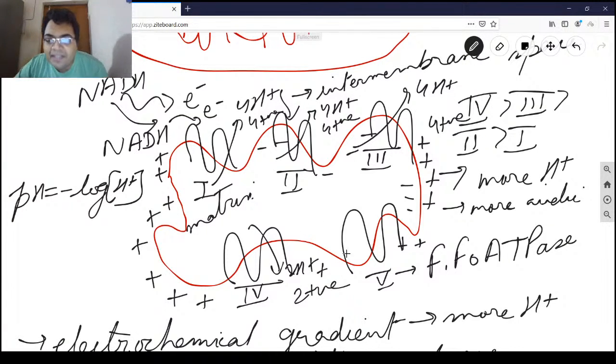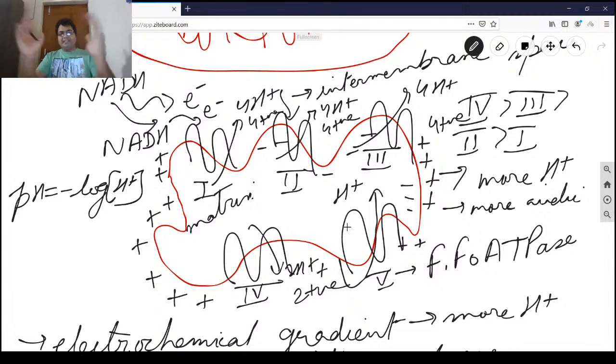When will that happen? That will happen through your complex 5, or F naught, F1, F naught ATPase. All the H pluses will return to the matrix via the F1, F naught ATPase transmembrane protein. This transmembrane protein is a very unique molecular machine which rotates every time. I'll show it to you later on. It is known as rotational catalysis. So it rotates 180 degrees every time.